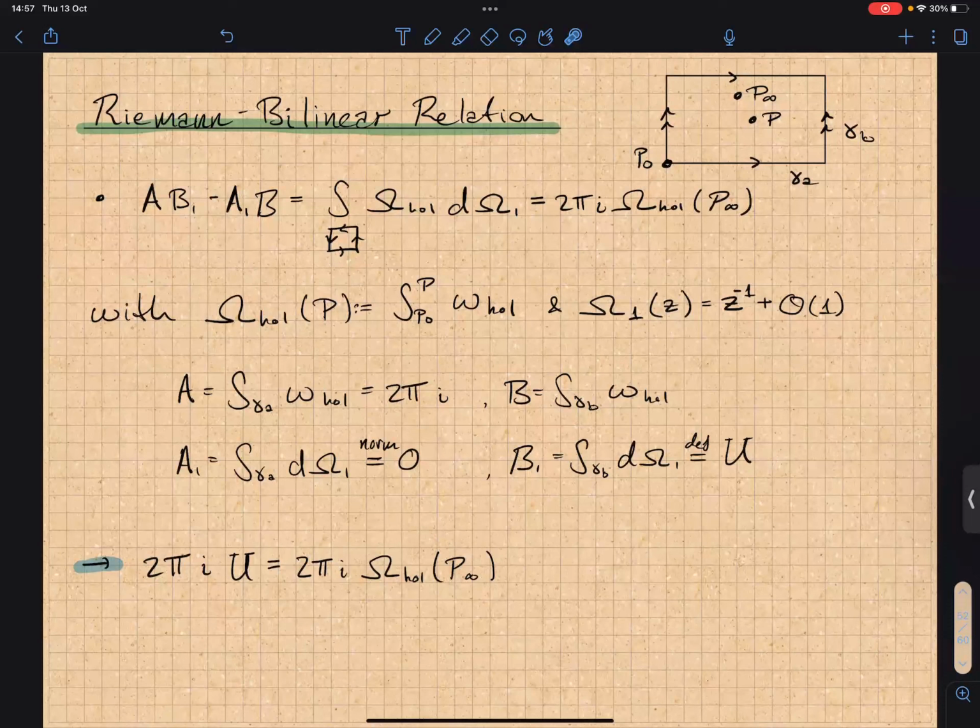We go back to our Riemann bilinear relations. Last lecture I did it for two holomorphic differentials and its complex conjugate. This time I can actually do it for the holomorphic integral and the abelian differential, the second order abelian differential with pole order 1 at p infinity.